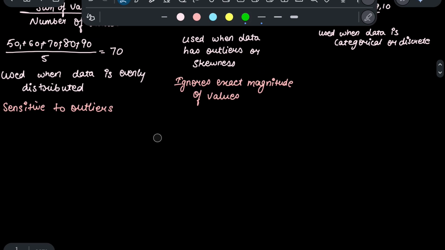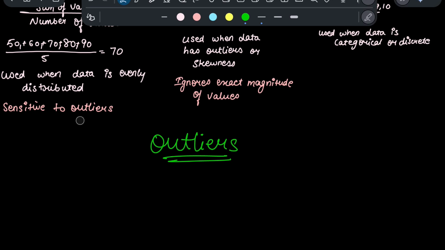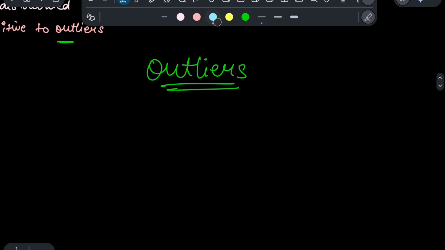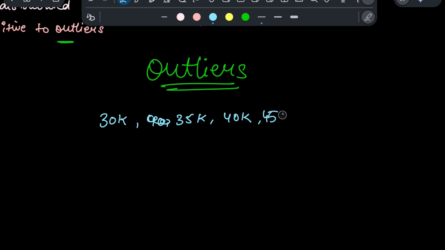You all must have heard of outliers if you have ever studied a bit of data science. So what is outlier sensitivity? Now let me show you an example that the mean is sensitive to outliers. For example, the salaries of the employees are 30k, let's say 35k, 40k, 45k, 50k, and let's take an outlier which is 500k. This is our outlier, that is an extreme value.